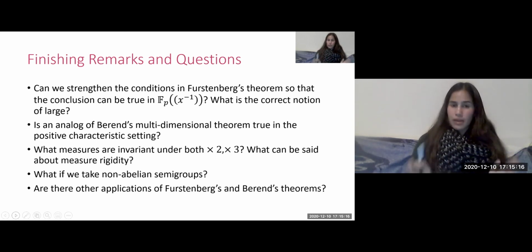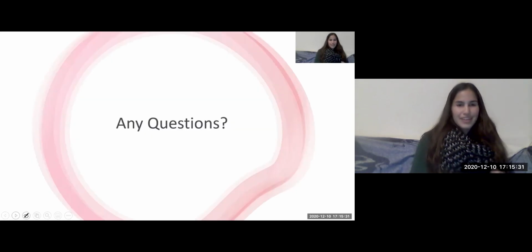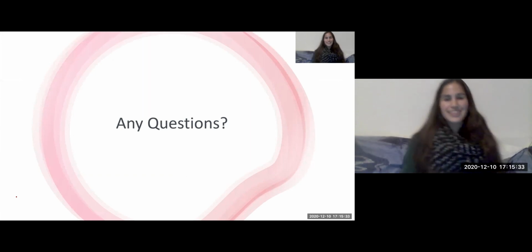And there's also the question of, can we find any other more surprising applications of these theorems? In general, this is a very natural question to ask in mathematics, and it would be very nice to know if there's anything else. So that's all I have for today. Are there any questions?